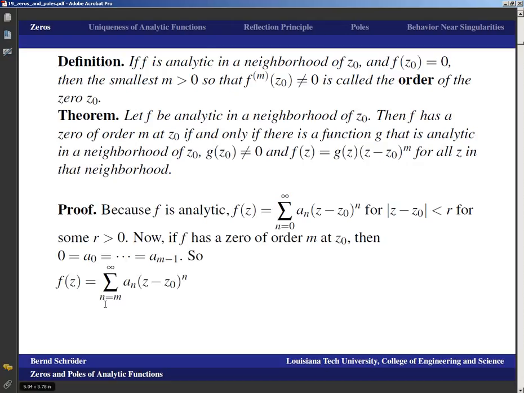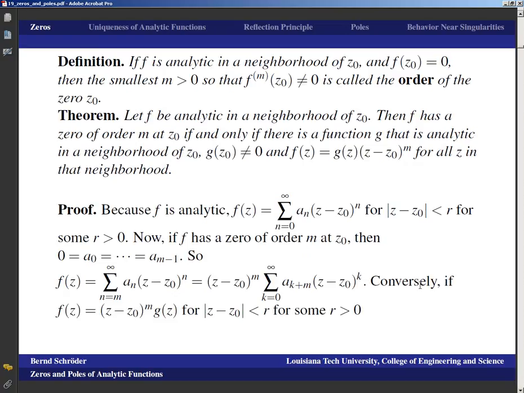And that means that f of z is the sum n equals m to infinity a n times z minus z0 to the n. And we can factor out a z minus z0 to the m here. Then that would give us an exponent n minus m, and k equals n minus m gives us n equals k plus m. If k is n minus m, then n equals m means k equals 0, and n going to infinity means k going to infinity. So just factoring out and re-indexing done at the same time here.